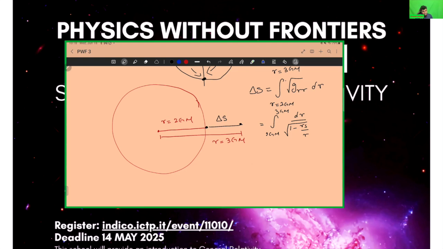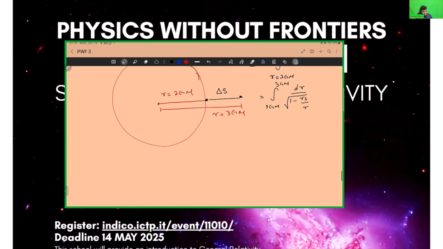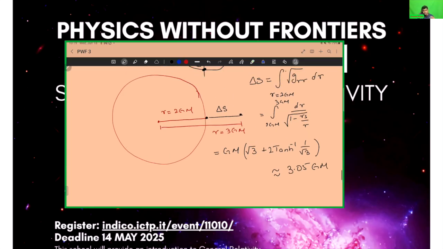Now this integral can be done. You can try to do this integral. It's not that hard to do. And it turns out to be GM times the square root of 3, and if you calculate it, it turns out to be almost 3.05 GM, right? So you can see that the distance between these 2 points is finite. Whatever it is, it's finite. It means that there is nothing wrong at the event horizon. By wrong, I mean singularity. There is no singularity at the event horizon.